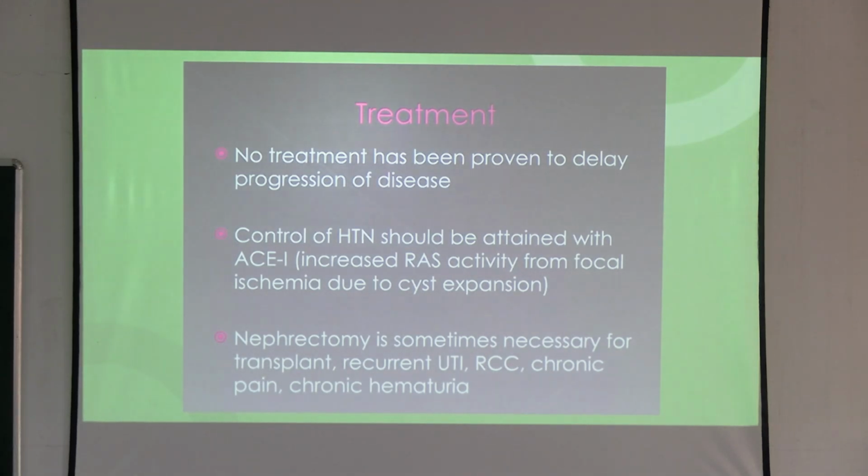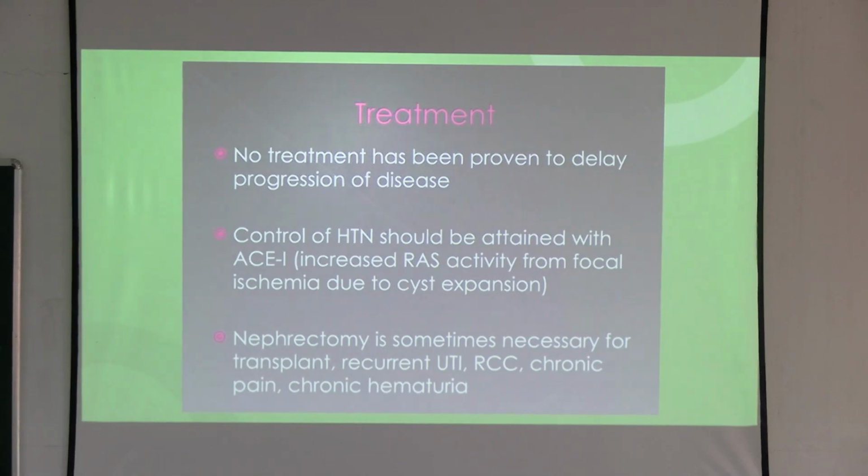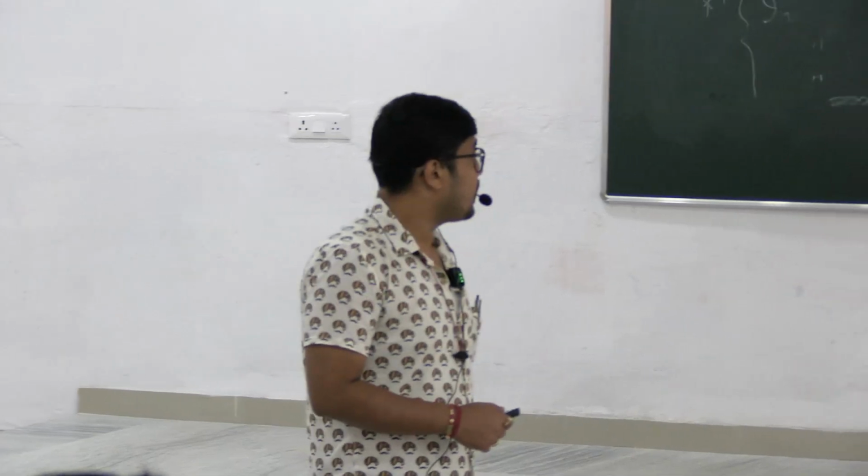Now treatment, there is no treatment of the symptoms because this is a genetic disease. So until and unless the genes or proteins can be knocked out, the disease won't subside. So there is no definite treatment, but treatment of the symptoms, like treatment of the urinary tract infection, treatment of the stones, treatment of renal failure, control of hypertension with ACE inhibitor, angiotensin converting enzyme, right? Due to increased renin angiotensin system overactivity due to rupture of cyst or ischemia around cyst, okay, due to cyst expansion.